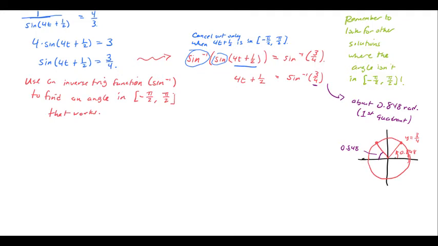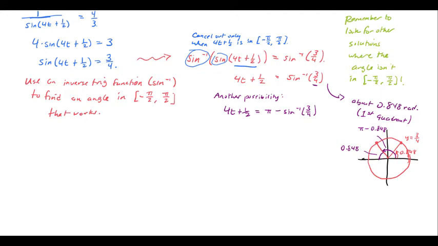So if I want to talk about the measure of the standard position angle to that ray there, that is going to be, sorry, this is getting a little bit cluttered here, pi minus 0.848. Okay, so another possibility is that 4t plus a half, that angle, is equal to pi minus the inverse sine of 3/4. The idea there is just, if I have some angle in the first quadrant that has a given sine, like 3/4, then another angle that'll have that same sine is pi minus that angle.